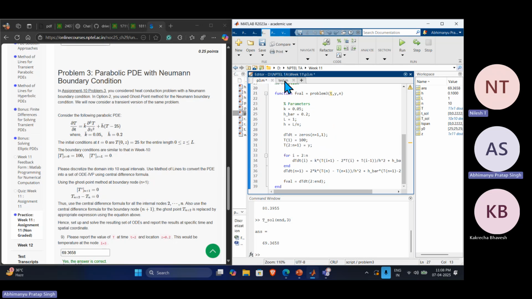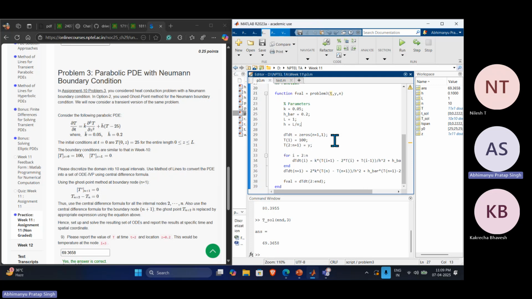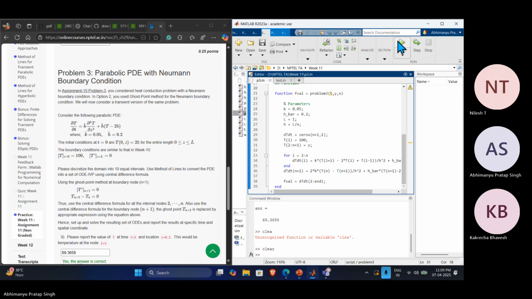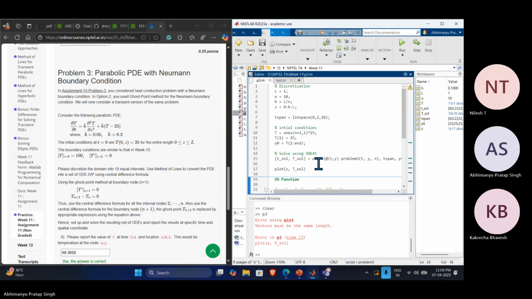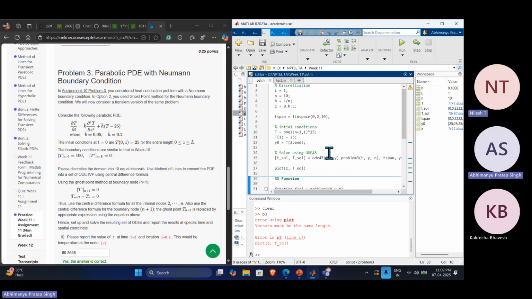So I guess we are checking the wrong thing, because in my case also I'm getting the same thing. Same. That is like 69.69 point something, yeah, 0.3 maybe.